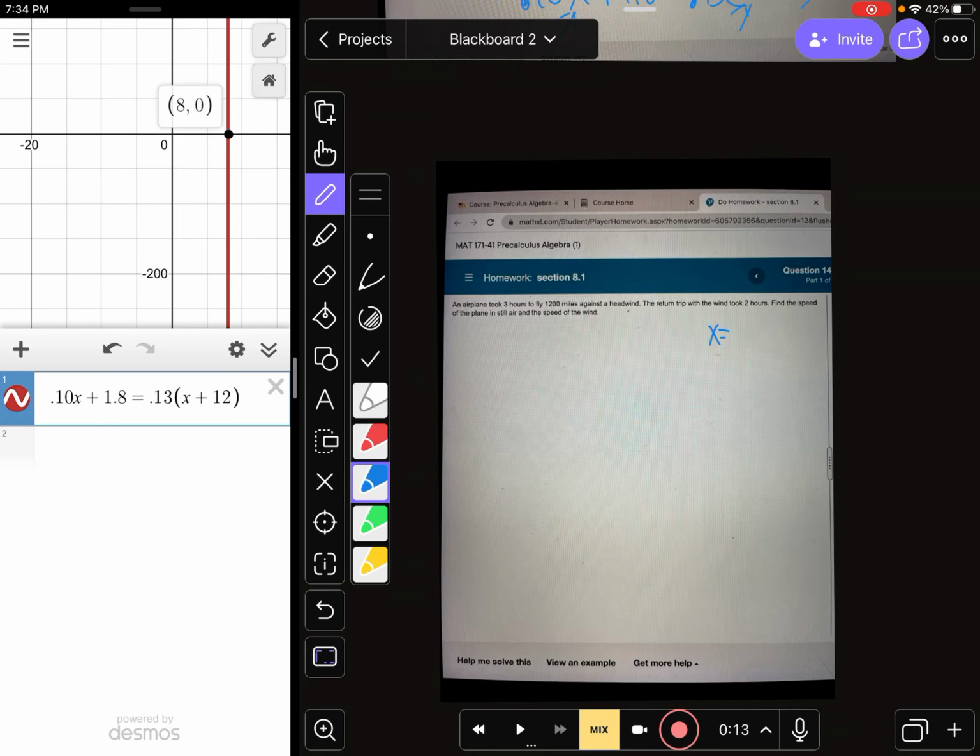I'm going to call X the speed of the airplane. I'm going to call Y the speed of the wind. Those are the two things we're trying to find.